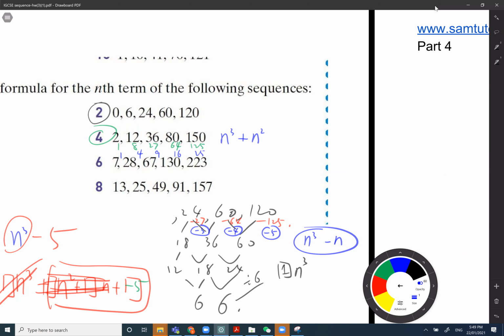Oh, we find the difference between all those numbers. Yeah, we try to minus n cubed. After you minus n cubed, you got n squared. That's why n cubed plus n squared. That's right, number 4, n cubed plus n squared.